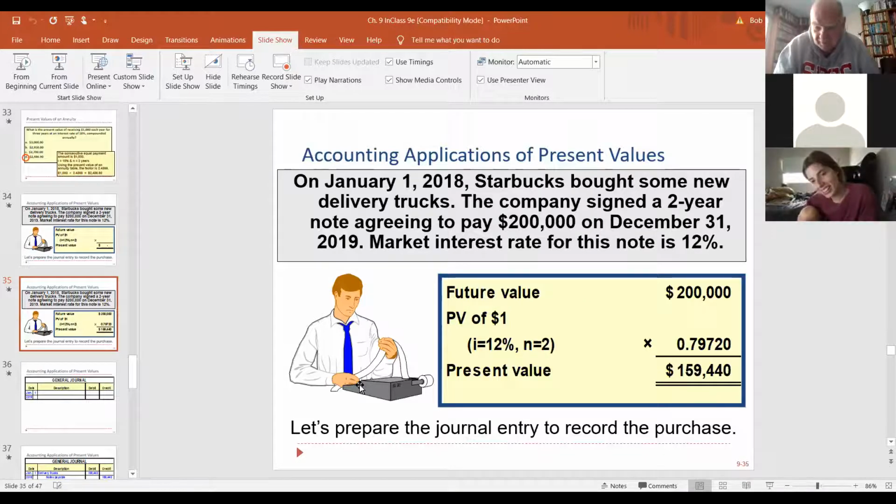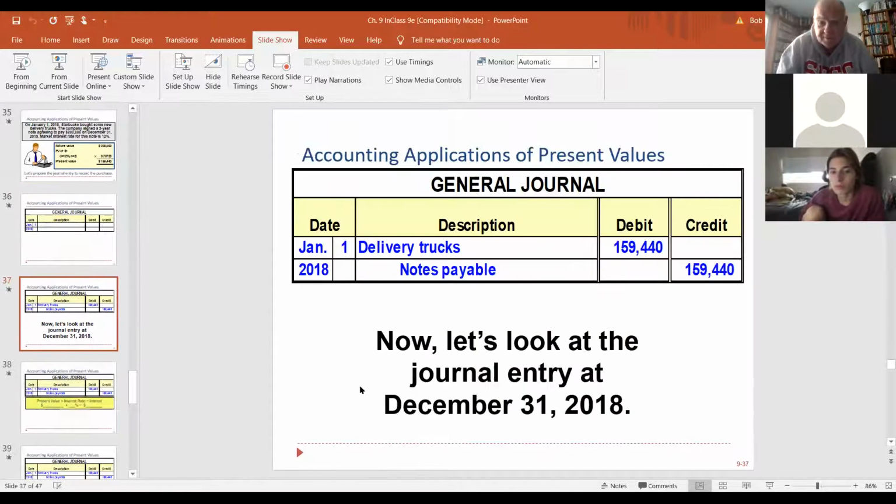So we go to our grid and we get that figure. On January 1st, 2018, we cannot debit delivery trucks for 200,000 because that's not the present value. If Mack Truck wanted us to pay it back immediately, they'd say, I want my 200,000 now. We would send them a check for 159,440 and everybody would be happy. So we're going to start off with a debit to trucks for 159,440, notes payable.